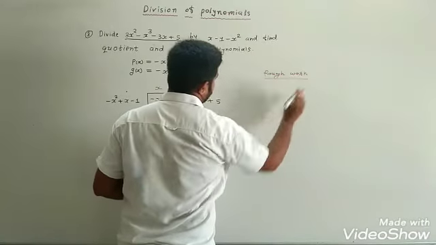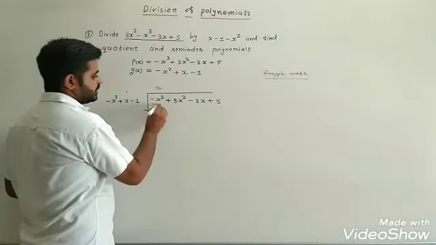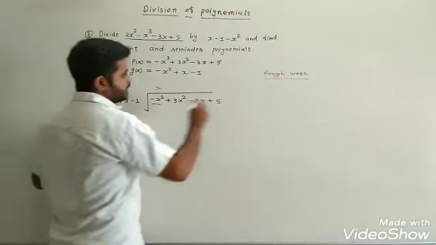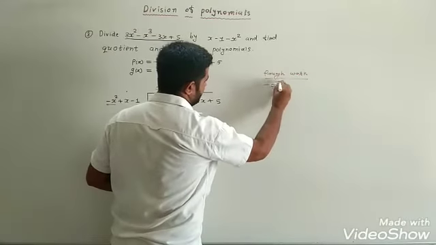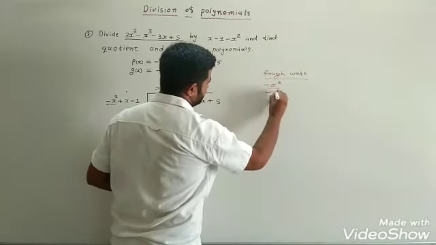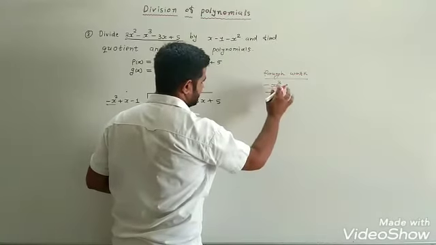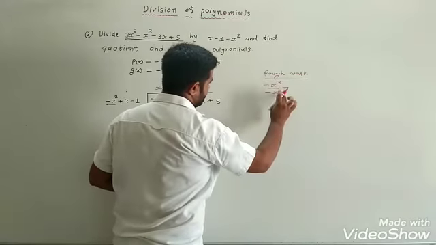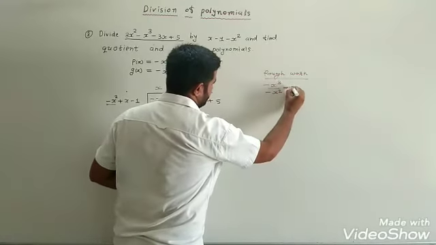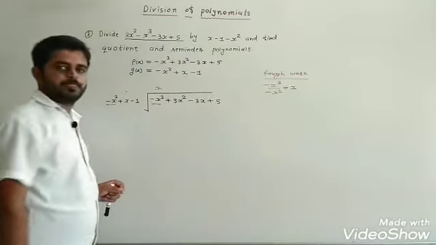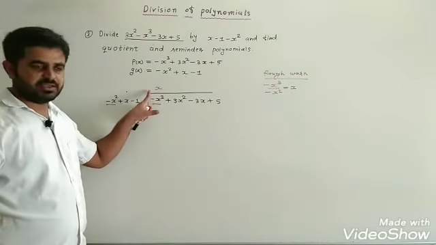Here is minus x cube and here is minus x square. So we have to write the division of minus x cube upon minus x square. This minus and minus cancel. Here is x cube and here is x square, so the answer is only x. So I put the x here.